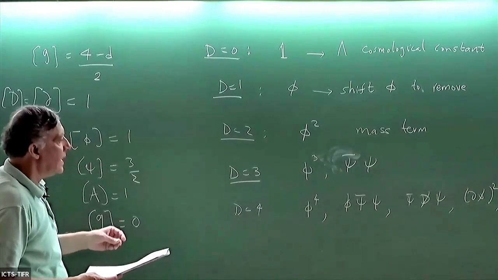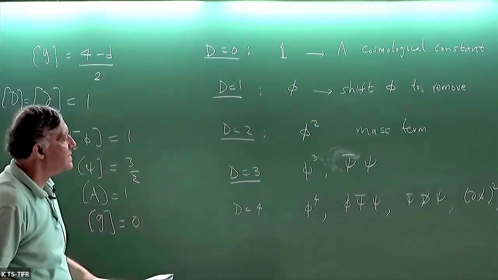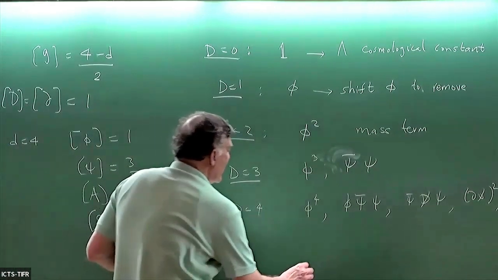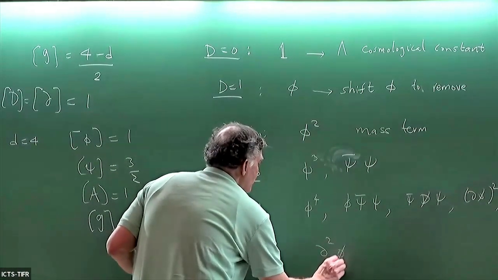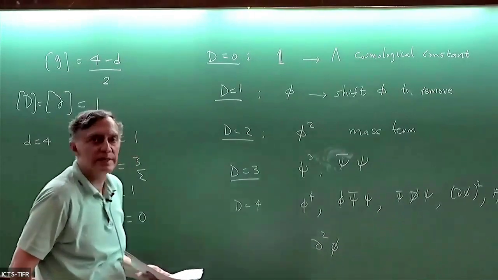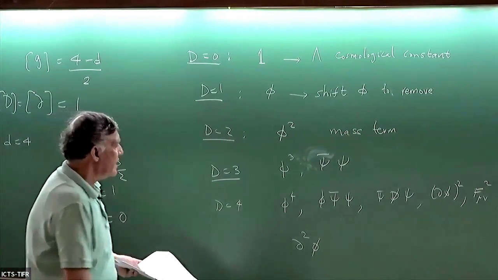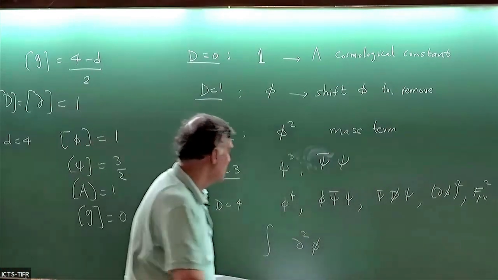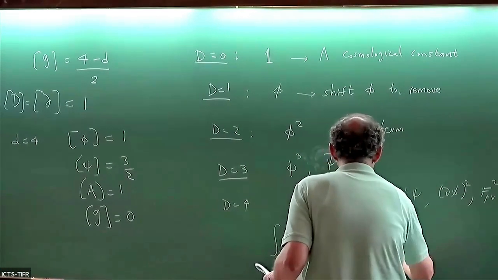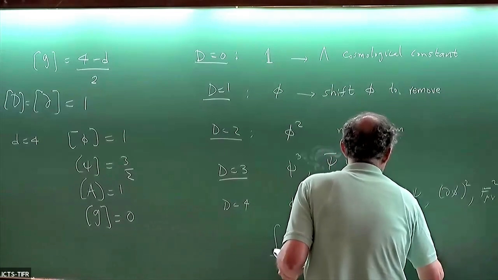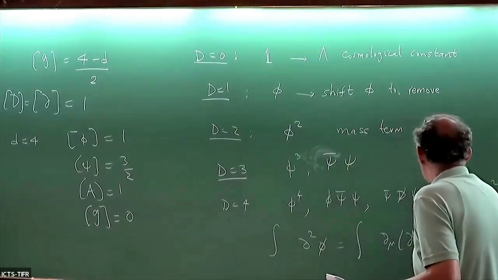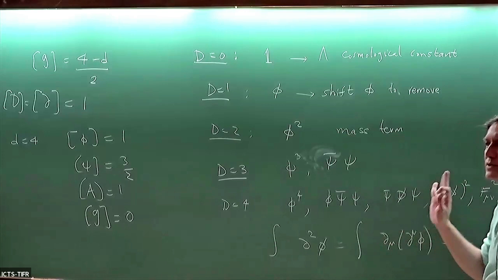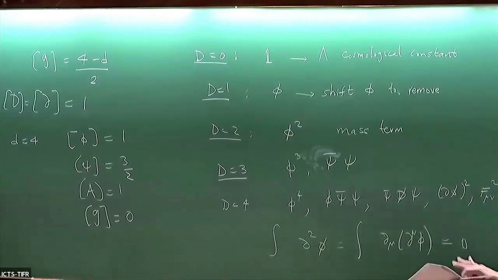And so on. Now, when you start writing these things down, you could, for example, have had an operator like d squared phi, which would be dimension 3 in your Lagrangian. But if you have something like d squared phi, that's just the integral of d mu of something, and that's 0. Neglect that, as long as you're not doing stuff with topological terms or anomalies, and I'm going to ignore that since we don't have time to discuss it here.